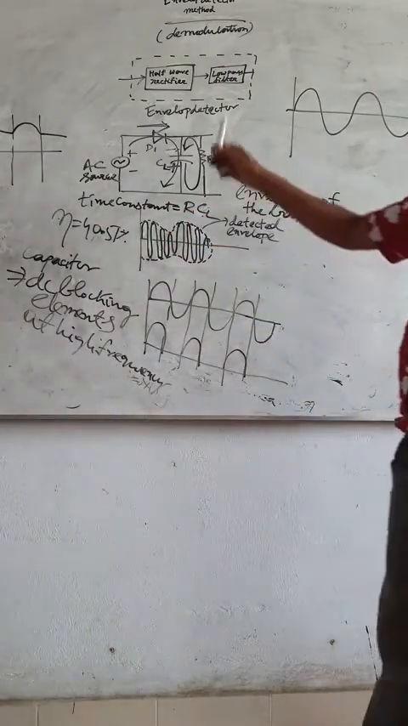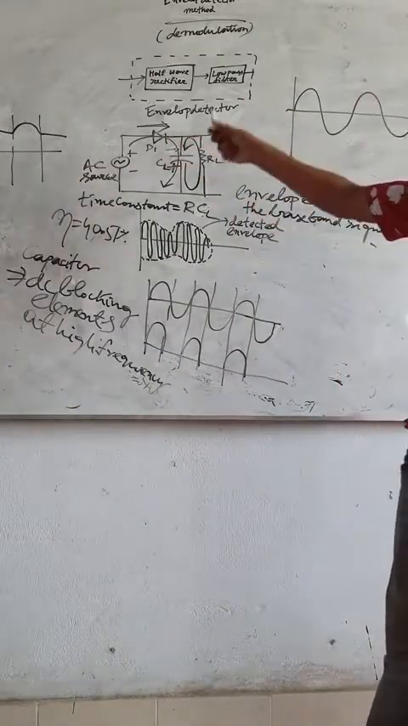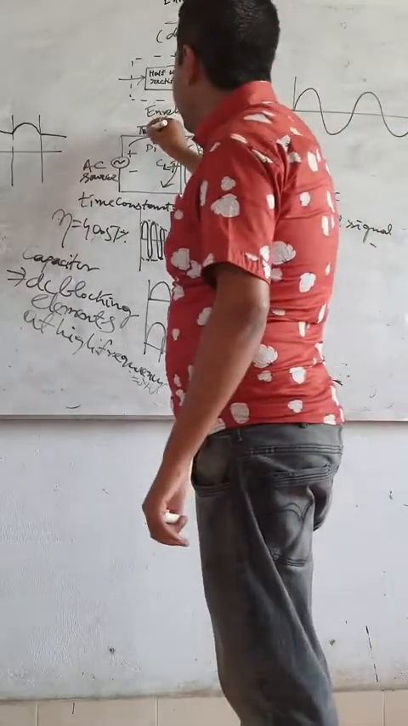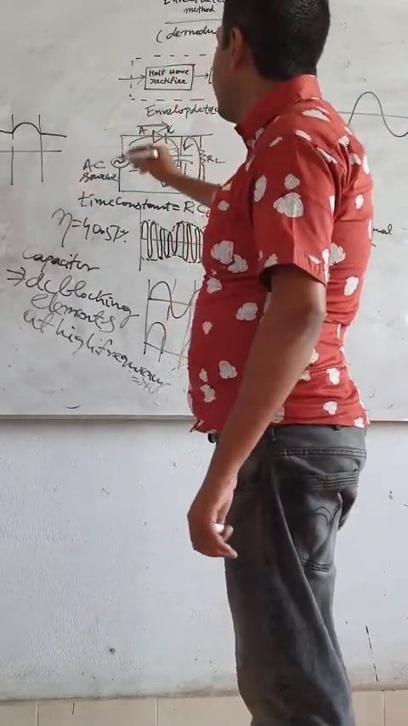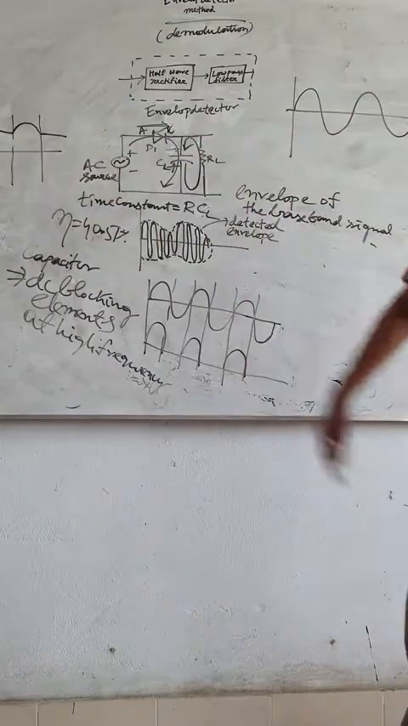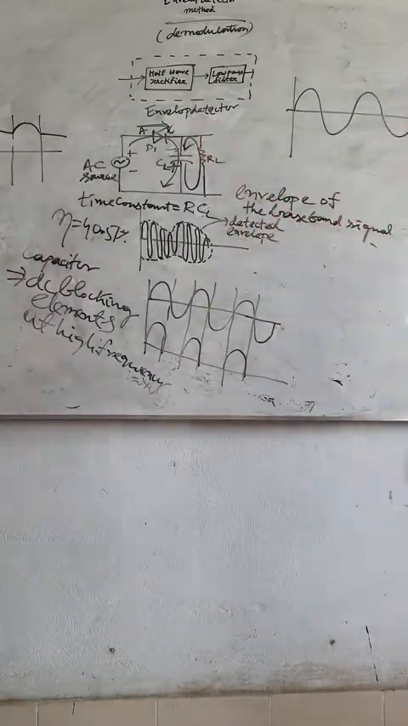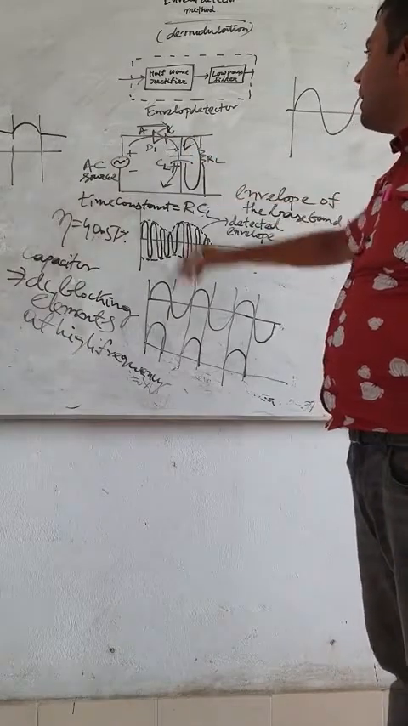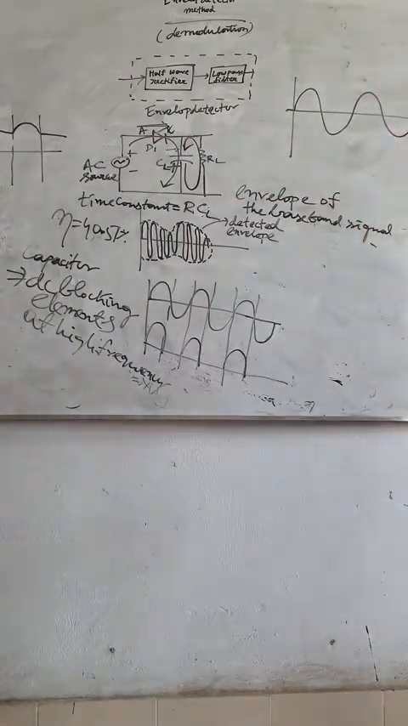So when the diode is in forward bias, it will become a short circuit. For this polarity, this is the diode anode and cathode terminal. So the anode is positive, so the diode is in forward bias. Diode forward bias means the diode is a short circuit. This current will go through this path, and continuously it will charge the capacitor.